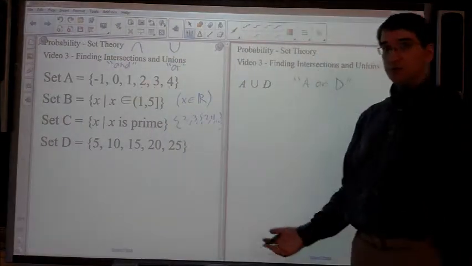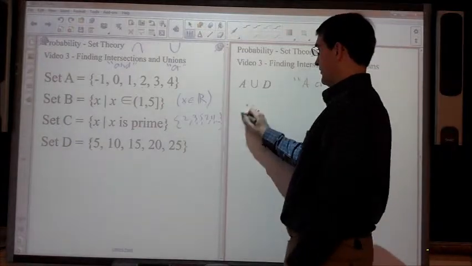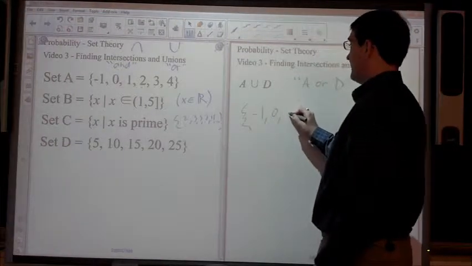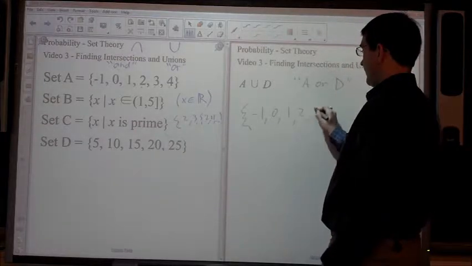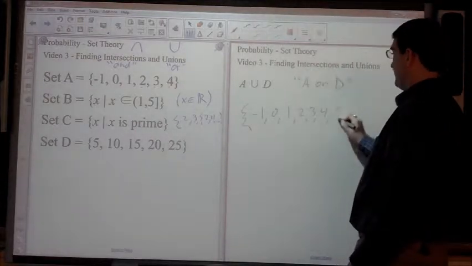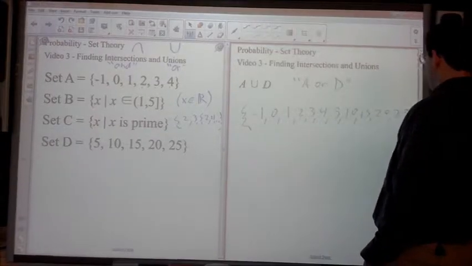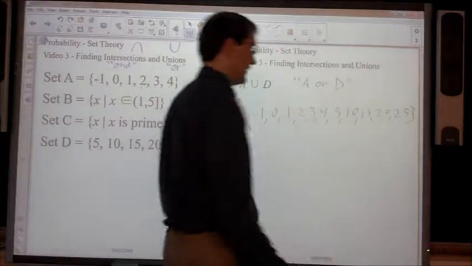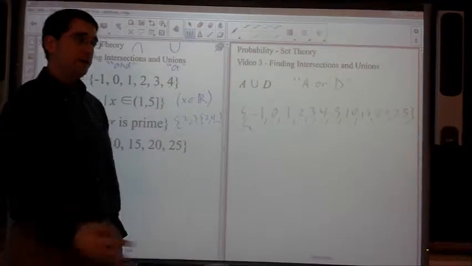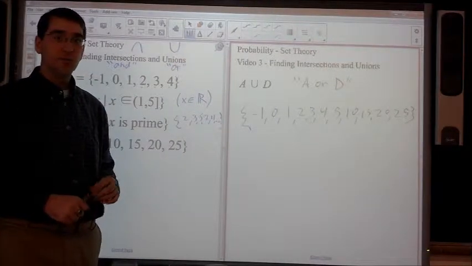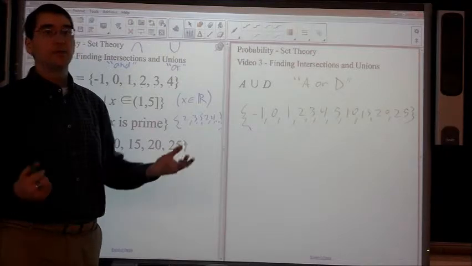So the set of elements is just -1, 0, 1, 2, 3, 4, and then 5, 10, 15, 20, and 25. We just list everything that appears in either set. We're just imagining taking those two sets and pooling them together. That's what we're doing. So there's our answer.